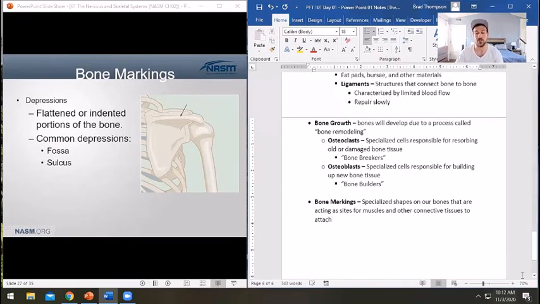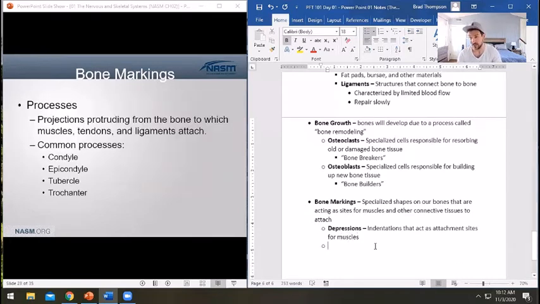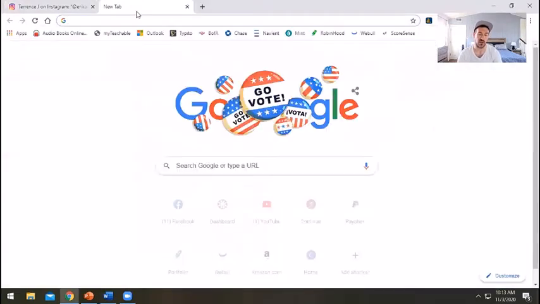So the two major types that you've got are going to be depressions, which are indentations that act as attachment sites for muscles, and projections, or processes. Processes are projections on bones that act as attachment sites for muscles, right? So for instance, you've got the greater trochanter of your femur here, right?